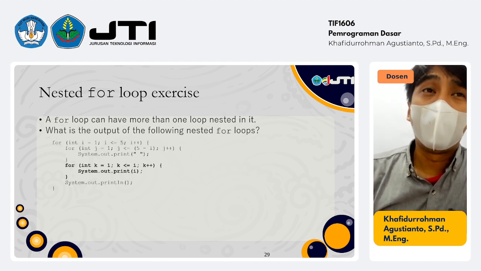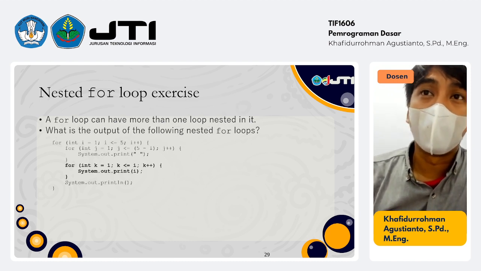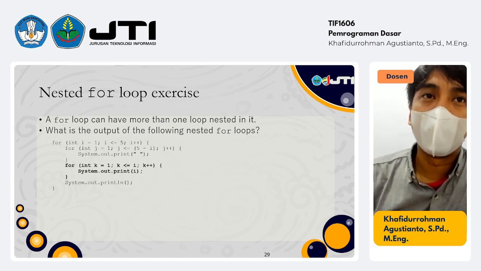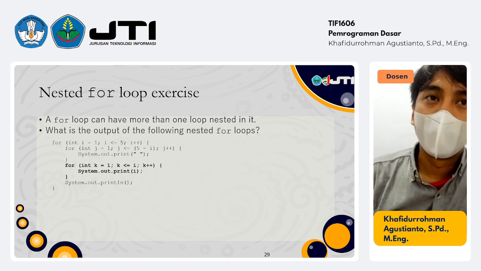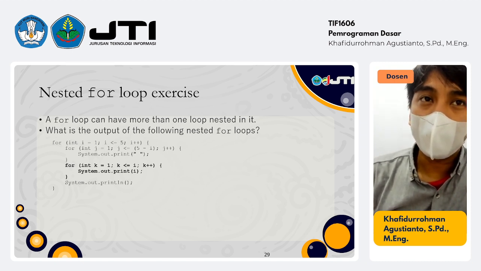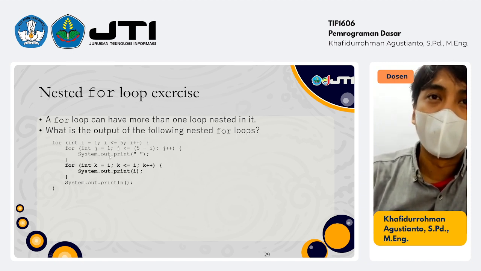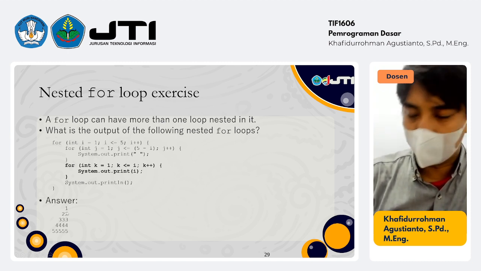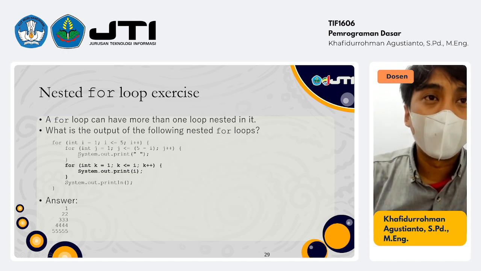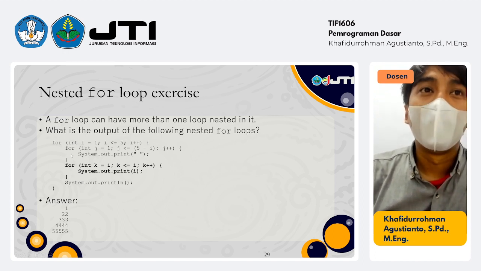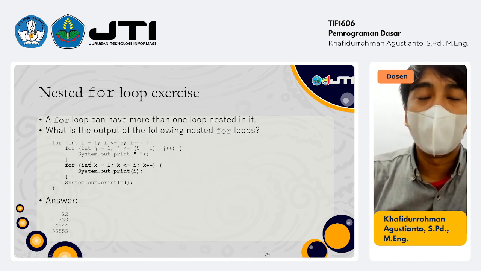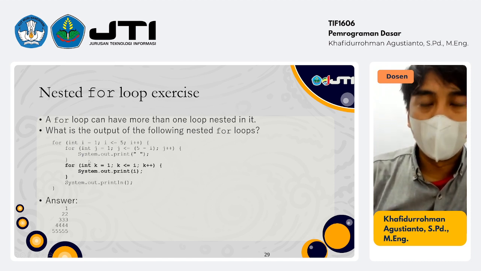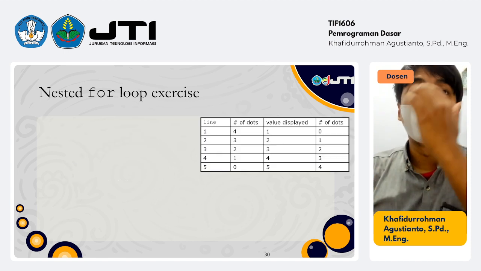Now, a for loop can have more than one loop nested in it. What if the output is from the following nested for loops? We have two for loops in there, so the output is this. Okay, it's possible to have multiple nested for loops, and sometimes you have 3 levels of for loops if possible.